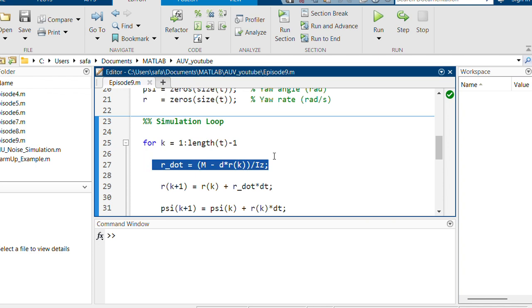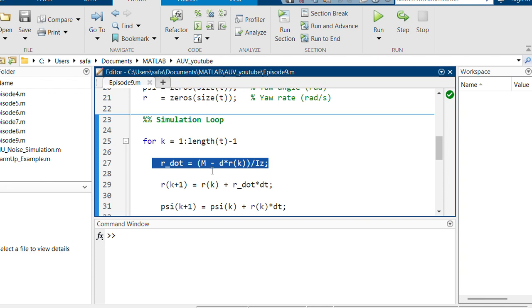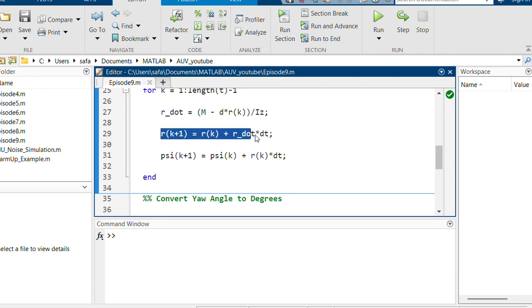Here we calculate angular acceleration. The applied moment attempts to rotate the vehicle. Rotational damping opposes the motion. The net moment divided by inertia produces angular acceleration. Using Euler integration, we update the yaw rate. The new yaw rate depends on the previous yaw rate and the computed angular acceleration.